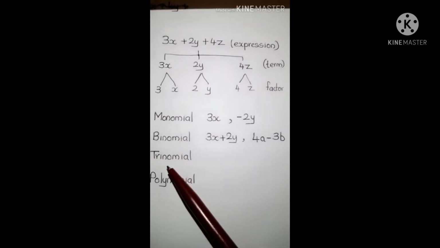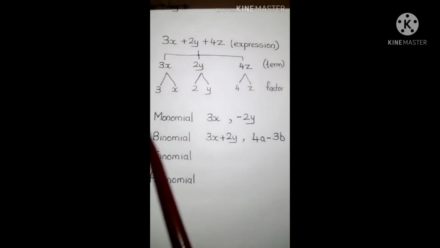So, can you tell me how will you define trinomials? Expressions that contain exactly 3 terms are known as trinomials. So, what are polynomials? Altogether, they are known as polynomials. Polynomials are expressions that contain one or more terms. Monomial is a polynomial, binomial is a polynomial, trinomial is a polynomial. Hope you understood the basic concepts that we deal in algebraic expressions.